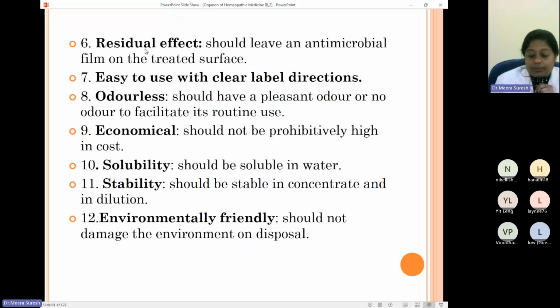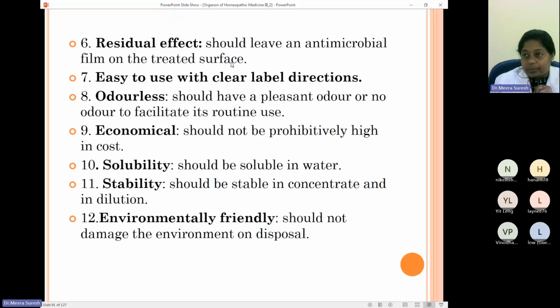So when we are using it, we want it to have some action that remains for at least a few hours, depending upon what is being used and the purpose. It should leave an antimicrobial film on the treated surface. When we are mopping the floor, we are not expecting it to keep the floor disinfected for a complete 1 week or 1 month. We never expect that, but at least for a few hours, that disinfection should be working.